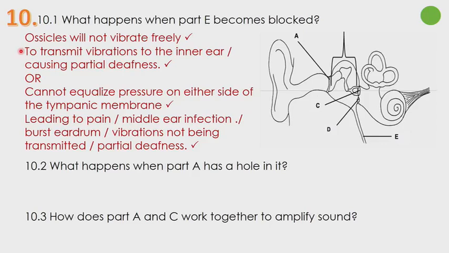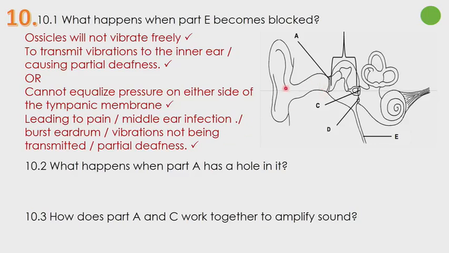So if we go through it, ossicles will not be able to vibrate freely, the vibrations would not be able to be easily transmitted to the inner ear, causing partial deafness, or you could have said cannot equalize pressure on the other side of the tympanic membrane, which leads to pain because now that membrane is distended, and that won't be pleasant at all. If the pressure is so much, it can result in that eardrum actually bursting, which obviously will also be quite painful. And then other consequences could be that the vibrations are not transmitted yet again, and there will be partial deafness associated with it.